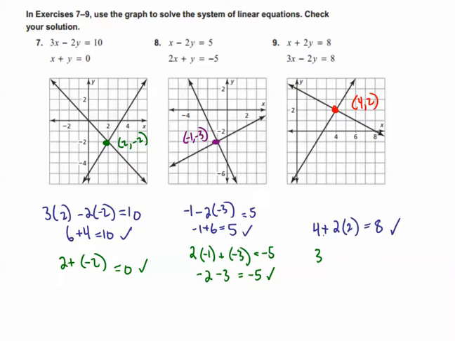3 times 4 would be 12, minus 2 times 2, 12 minus 4 is 8, and that one works as well. So we could see what the solution was graphically, and we just verified it by plugging in those coordinates into both equations and seeing if we get two true statements.